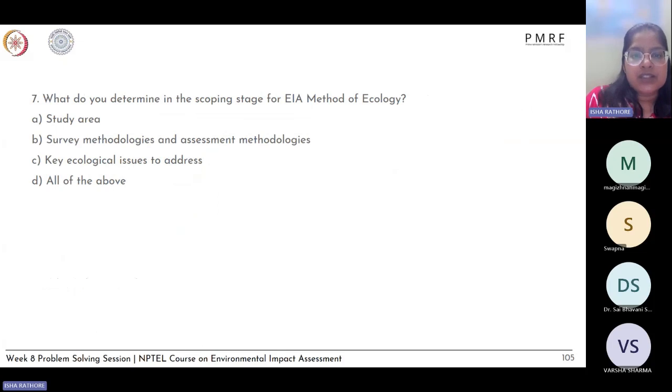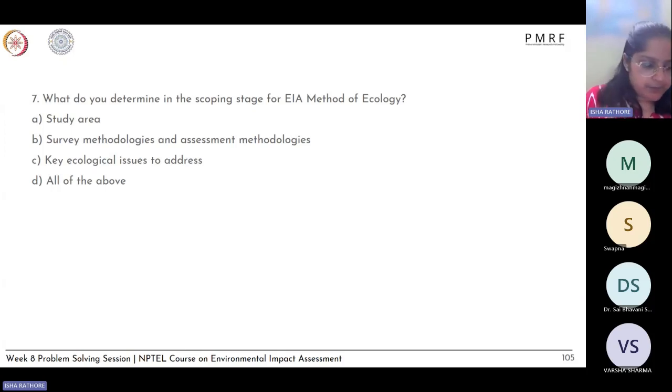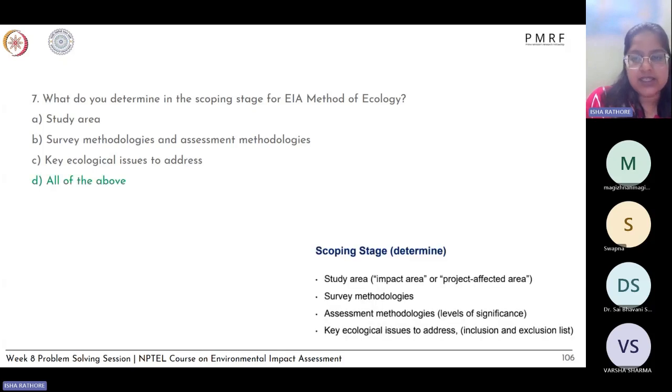So, what do you determine in the scoping stage for EIA method of ecology? A, study area. B, survey methodologies and assessment methodology. C, key ecological issues to address. Or D, all of the above. So, which of these do you determine in the scoping stage for EIA when you finalize the method for doing ecological impact assessment? So we have one answer D. So D is the correct answer.